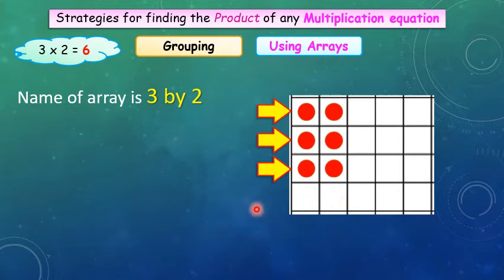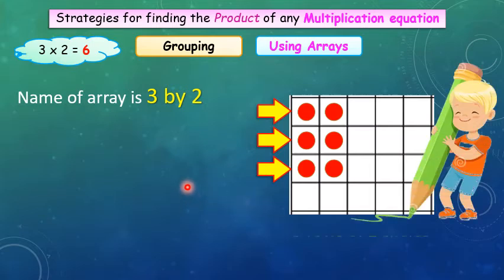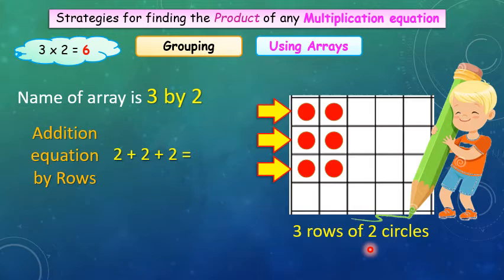Now, to count, we will count by rows, not by columns. It will be an addition equation by rows. 2 plus 2 plus 2 equals what? Equals 6. 2, 4, 6. Okay, it will be 6.